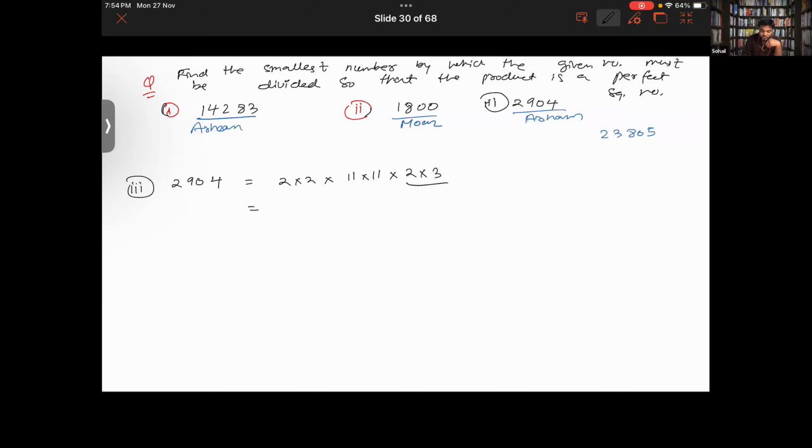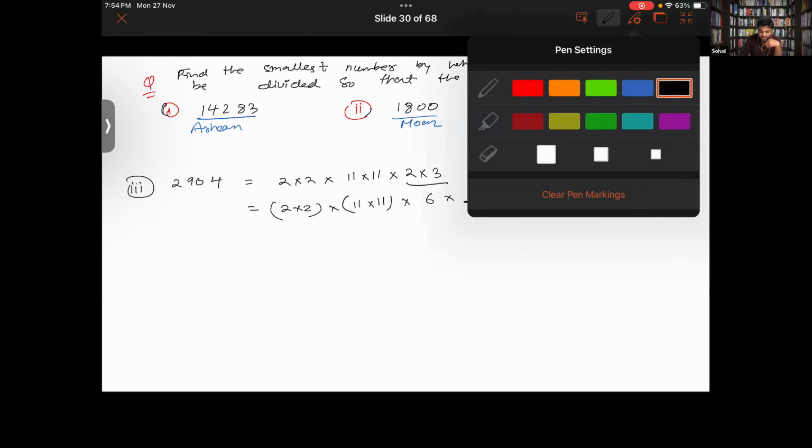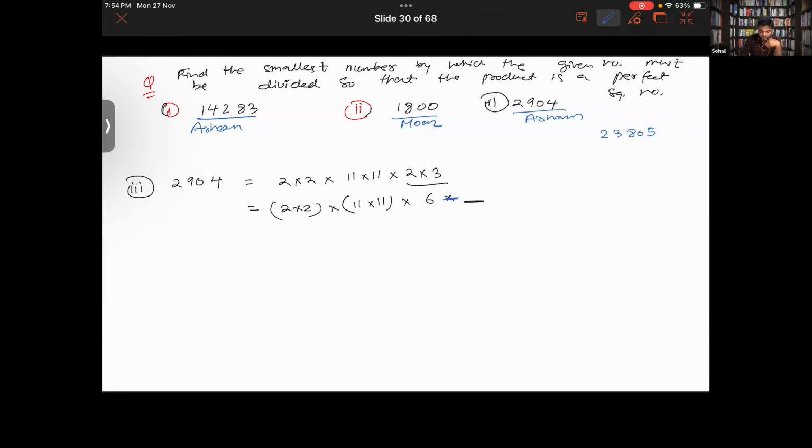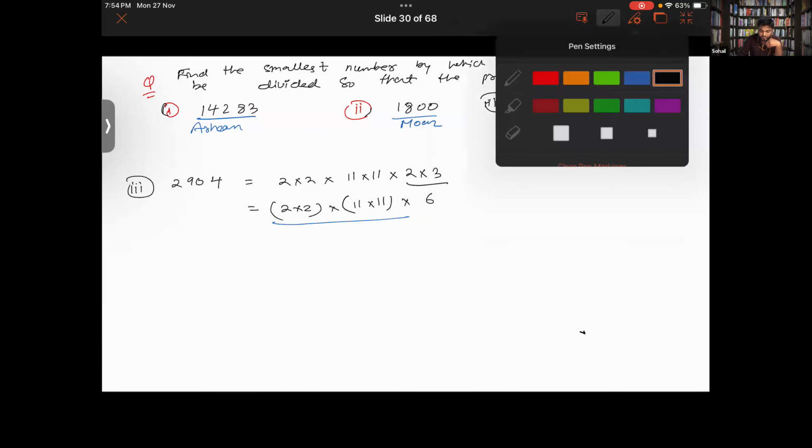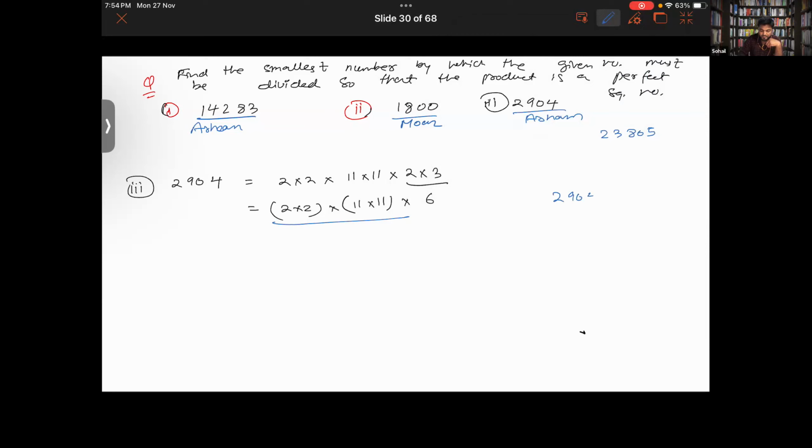So you are left with 2 and 3 here. Yes, sir. These are the only two values that are not in pair. That is 6. So had we been dividing it with 6, I would be left with this only, right? Yes, sir. After division, what value are you getting? 484. And 484 is the square of 22. Very good.